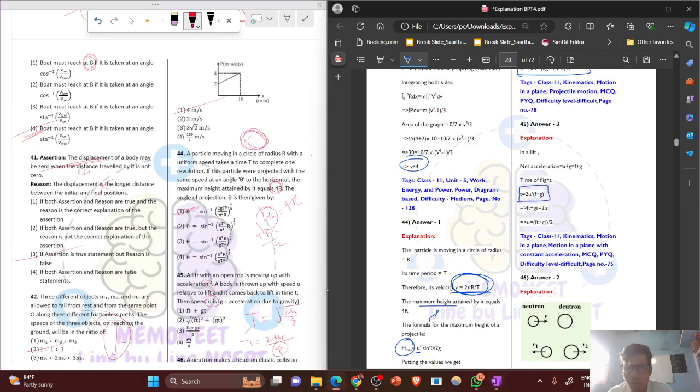Now you need to calculate u. u is equal to what? Simply f plus g into t by 2. It's simply f plus g into t by 2. Option third is your correct answer.